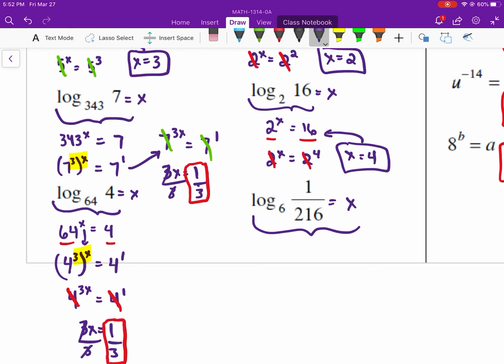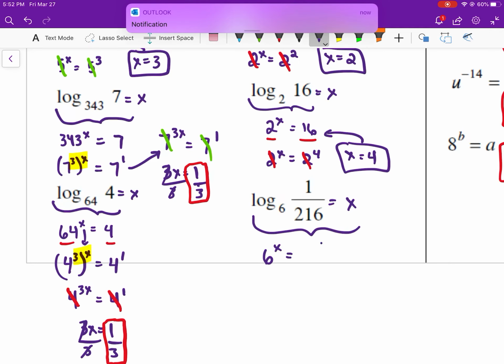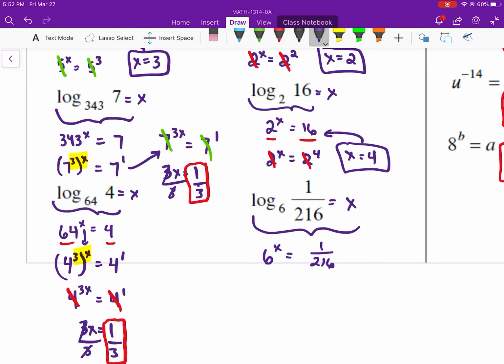Alright, one more. Log base 6 of 1 over 216 equals x. Alright, so we have 6 to the x equals 1 over 216. Let's go ahead and flip that by using a negative exponent. So that's going to give me 216 to the negative 1 power.